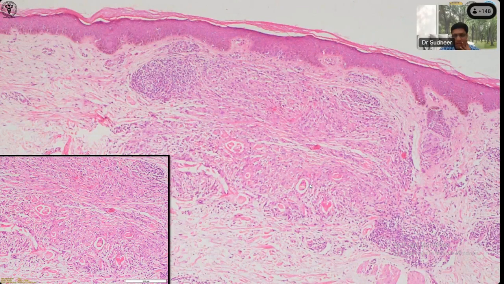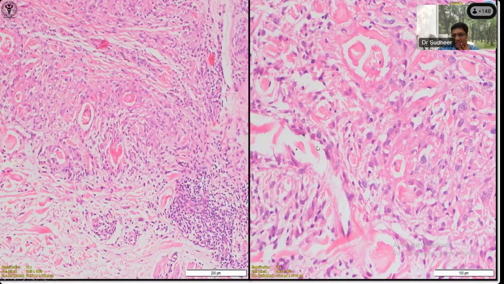Let me go to the next slide. You see that these giant cells are causing collagen fragmentation. Even at low power you can see that some of the giant cells show collagen fragments in the cytoplasm. So what does that indicate? You can think about the treatment: six months to one year of treatment, and all those are toxic, hepatotoxic drugs. So diagnosis is very, very important.